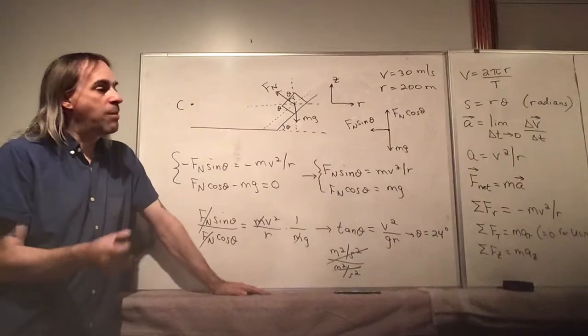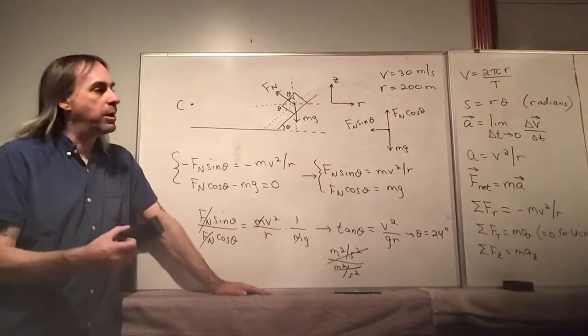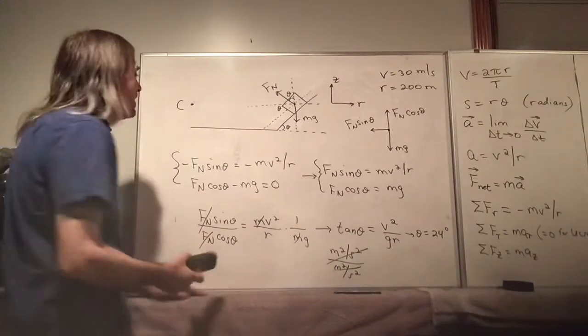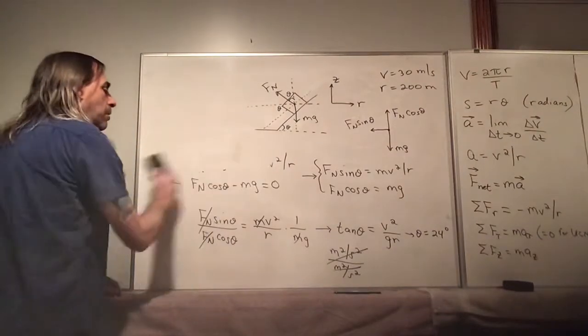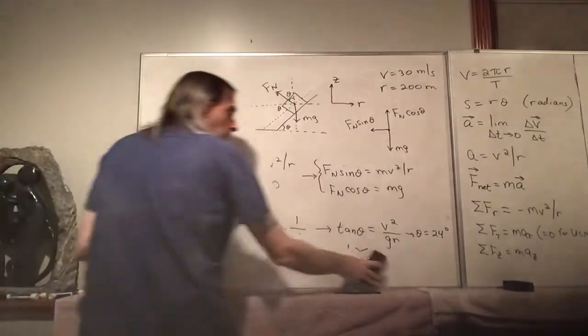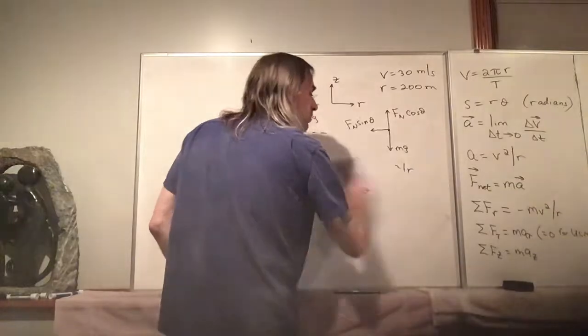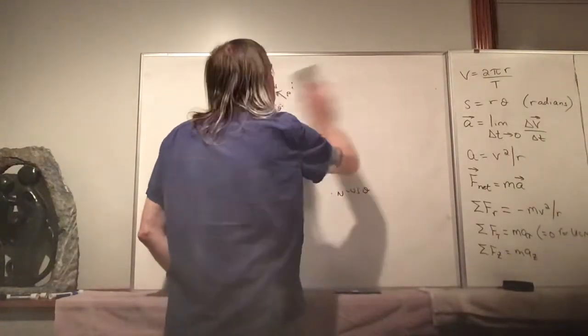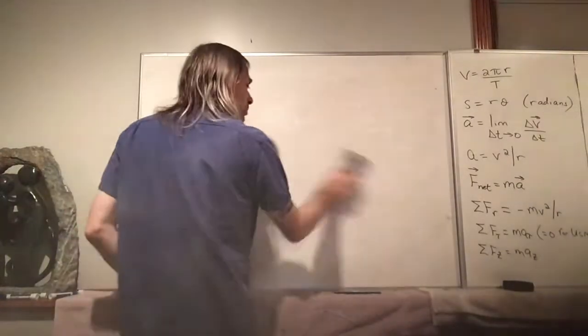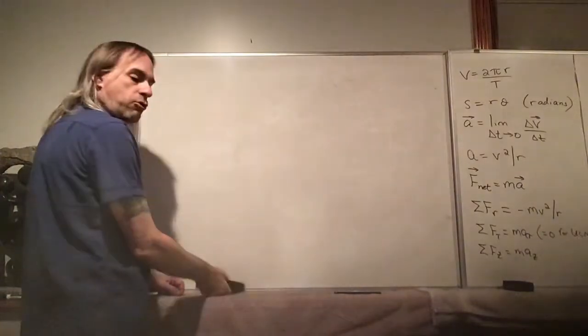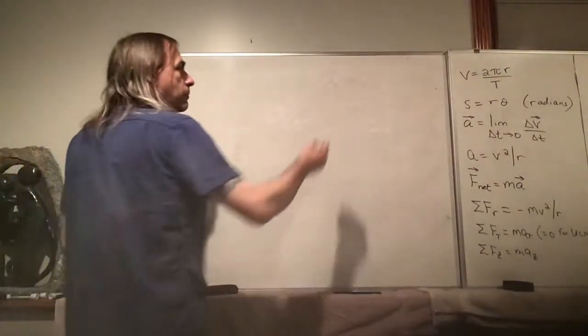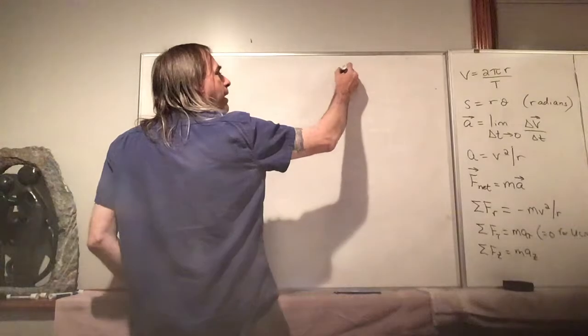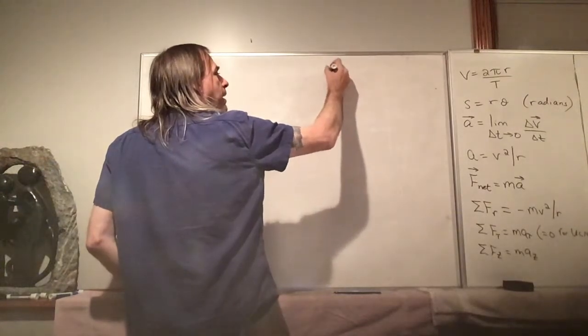Okay, and there's one more problem that I want to do because I really like this problem, and that is something called a conical pendulum. So I'm going to try to draw this, and I'm going to consider kind of like a low-speed pendulum.